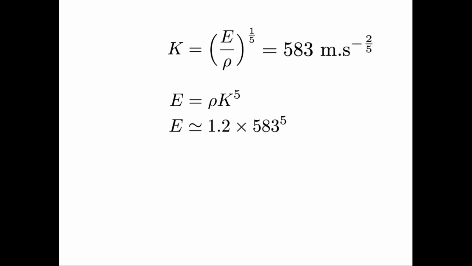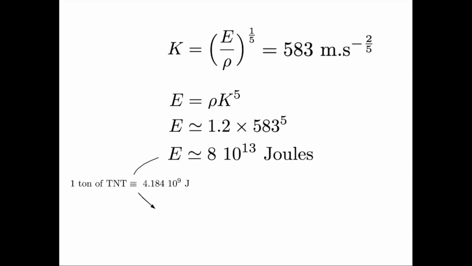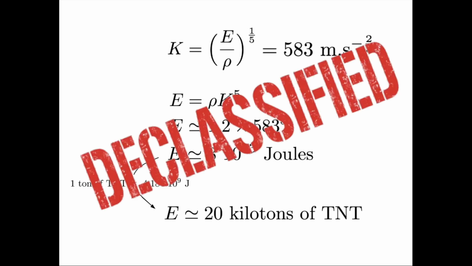Plugging in the numbers, this gives E around 8 times 10 to the 13 joules. And for bombs, energy is more often given in TNT equivalent, where 1 ton of TNT is roughly equal to 4 billion joules. With this unit, the energy estimated by Taylor is around 20 kilotons of TNT, which is indeed within the margin of error of the official value.